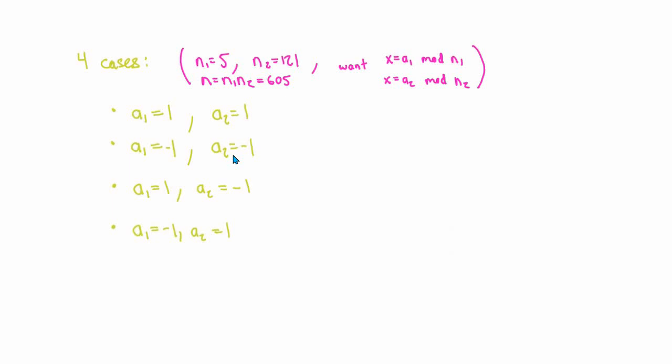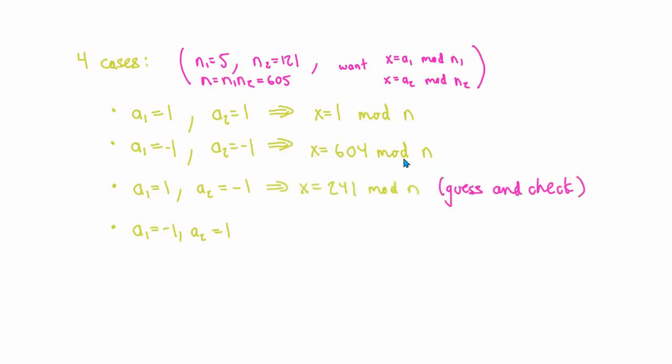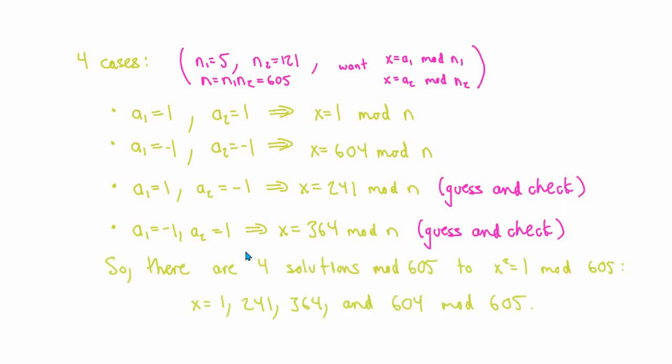Here are the four different cases, and each of the four cases can be solved using the Chinese remainder theorem. It's pretty easy to see that the only integer x modulo n which is 1 mod 5 and 1 mod 121 is 1 mod n. And similarly, the only integer x which is negative 1 mod 5 and negative 1 mod 121 is also negative 1 mod n, which is 604 mod n. Now, because these numbers are small, to solve the remaining two equations, you can just guess the answers. But in general, for bigger numbers, you would use the method that we talked about in our previous examples. Well, in any case, it turns out that there are four solutions modulo 605 to the equation x squared equals 1, and the four solutions are 1, 241, 364, and 604 modulo 605.